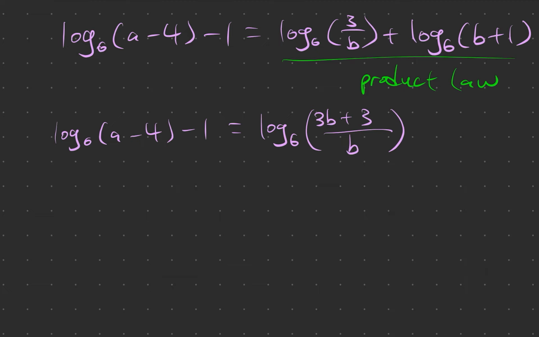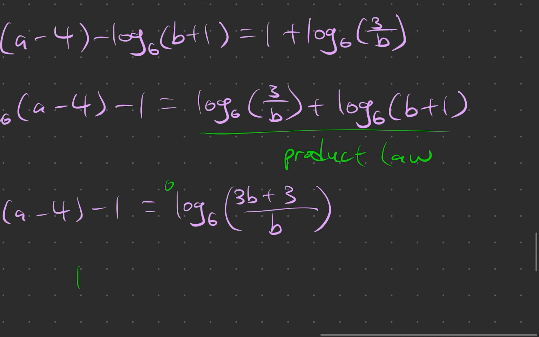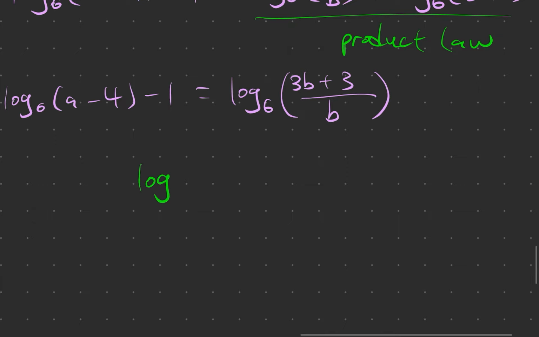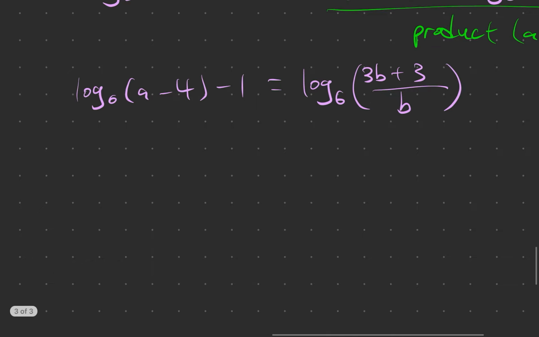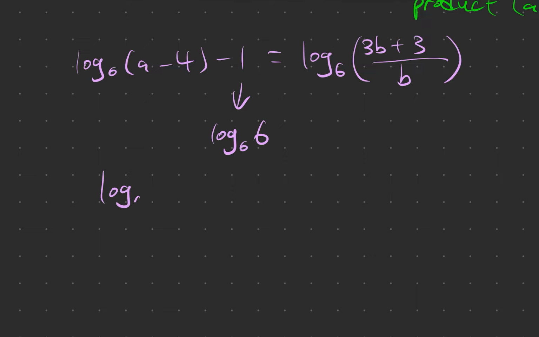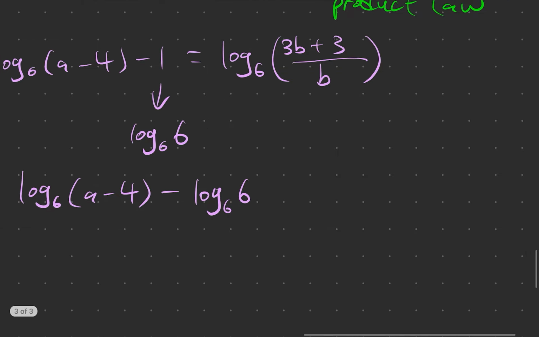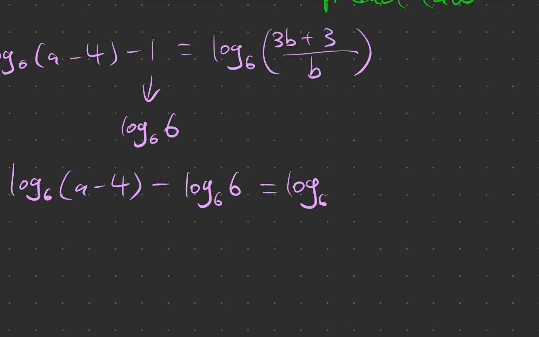I've got to isolate b on one side. We know that when you have a log and your a equals your b, the whole log will just equal 1. So that's the same thing we're going to do here. Since we have a 1 there, we can assume this 1 is actually just log base 6 of 6. So I'm going to write that down: log 6 of a minus 4 minus log 6 of 6 equals log base 6 of (3b plus 3) over b.